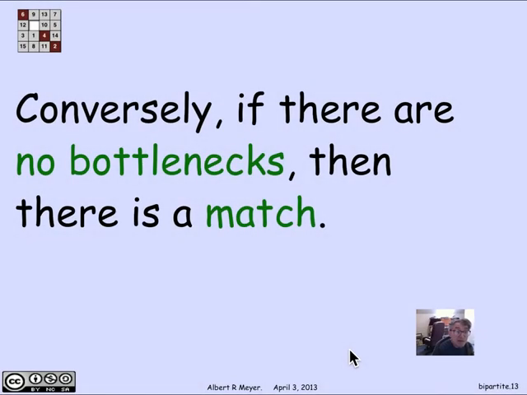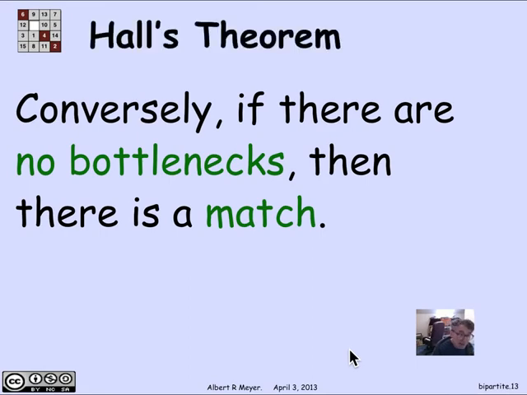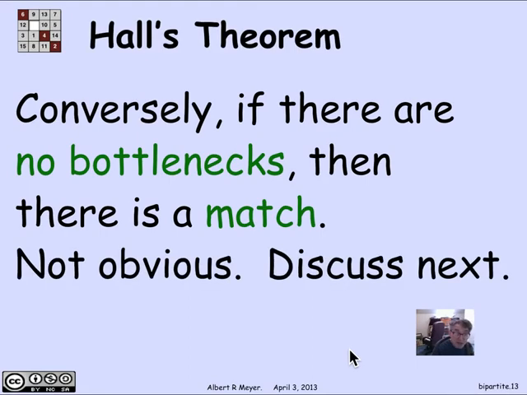Now, a rather deep theorem is the converse: if there are no bottlenecks, then in fact there is a match. This is known as Hall's theorem. It's not obvious, although we'll find an understandable proof of it, and that's what we're going to do in the next segment.